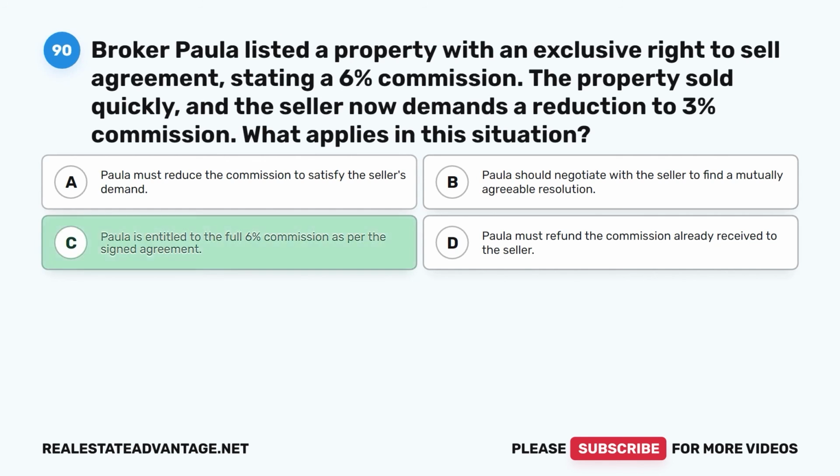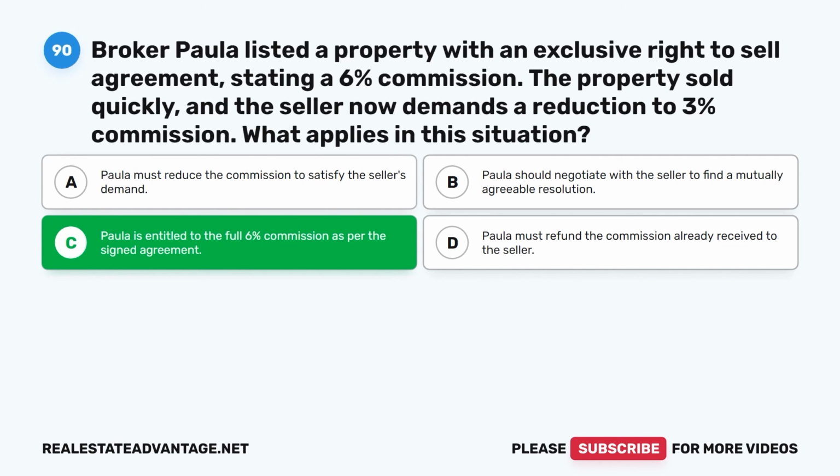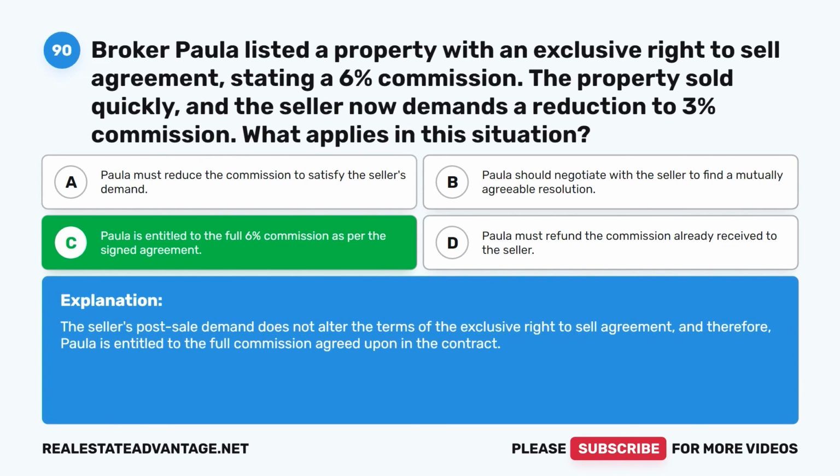The correct answer is C. Paula is entitled to the full 6% commission as per the signed agreement. The seller's post-sale demand does not alter the terms of the exclusive right to sell agreement, and therefore, Paula is entitled to the full commission agreed upon in the contract.